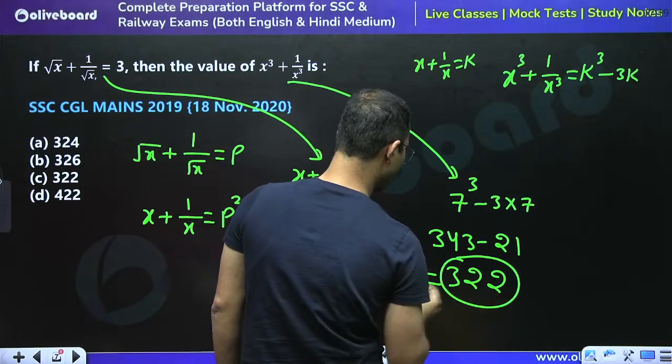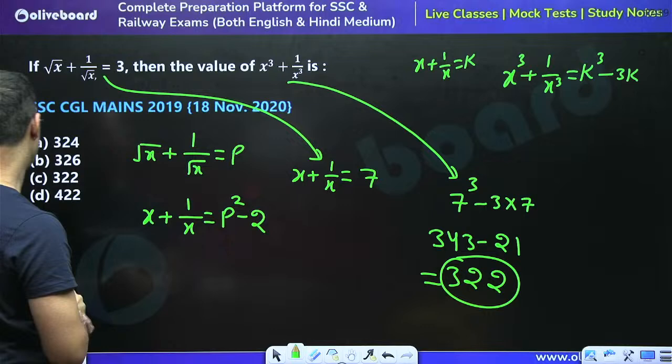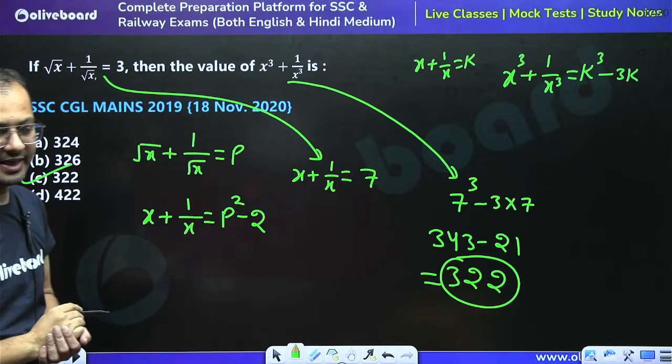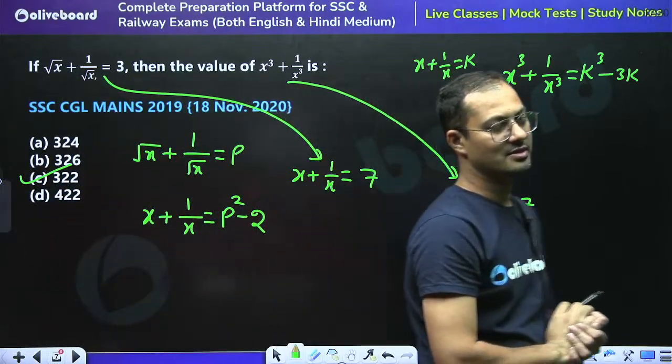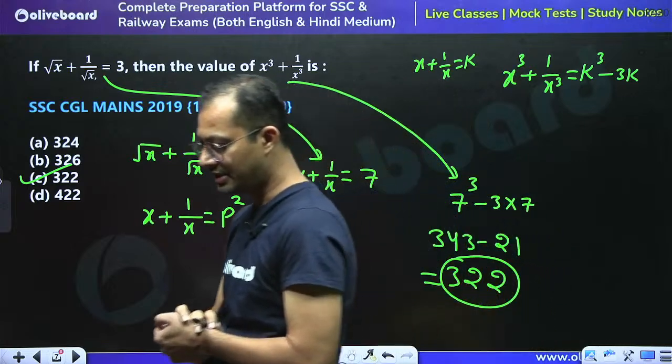322 is the right answer. C part is the right answer.